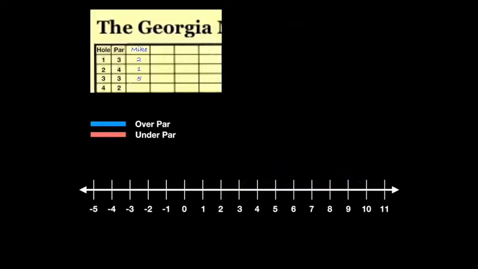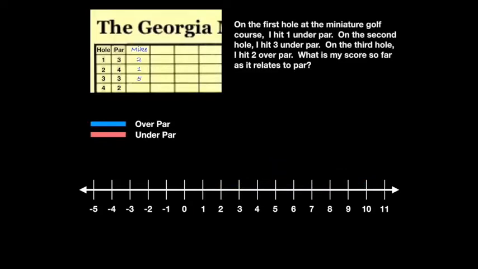Another way to think about this is to use the over and under par context from the actual problem. So first, I hit 1 under par, then 3 more under par, which takes me to -4, and then I hit 2 over par, which means I have to come back the other way, and I end up again at -2.